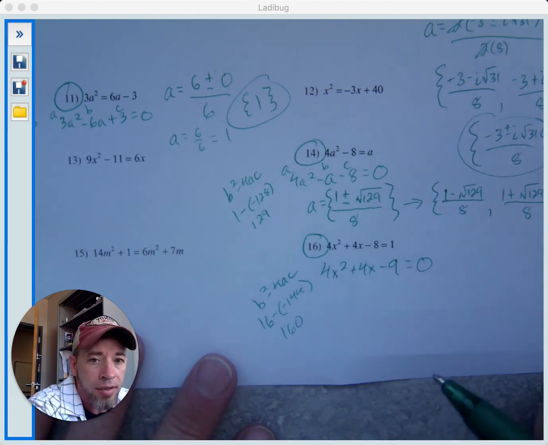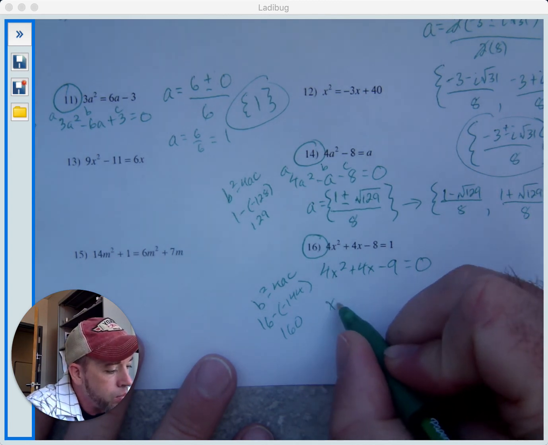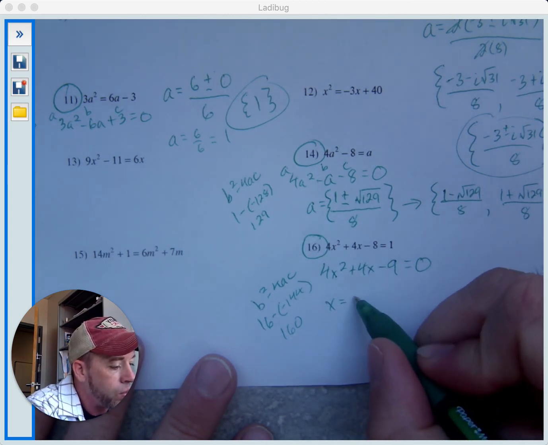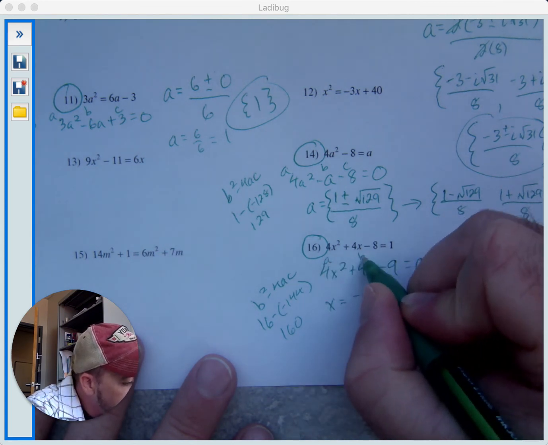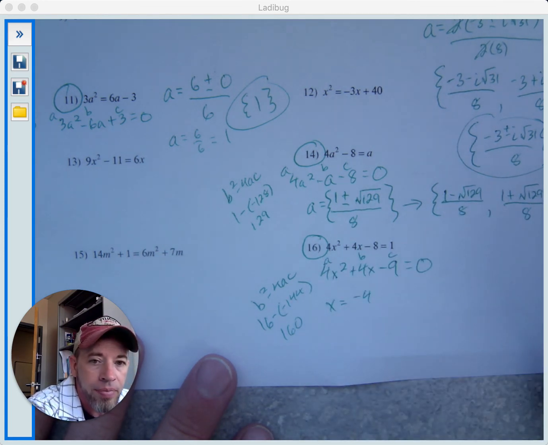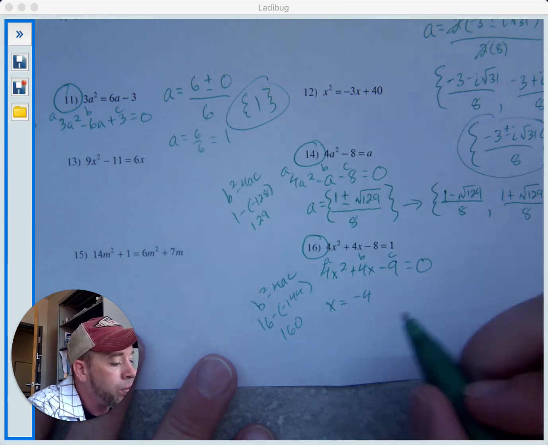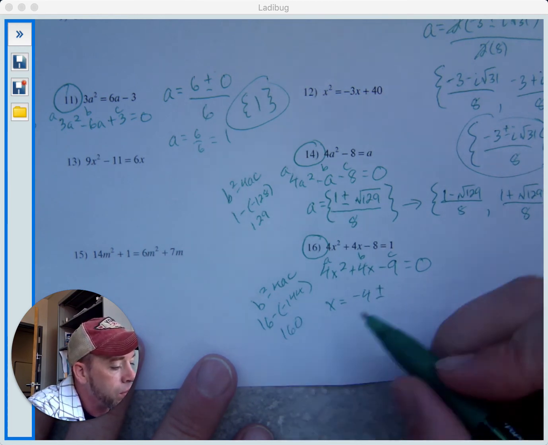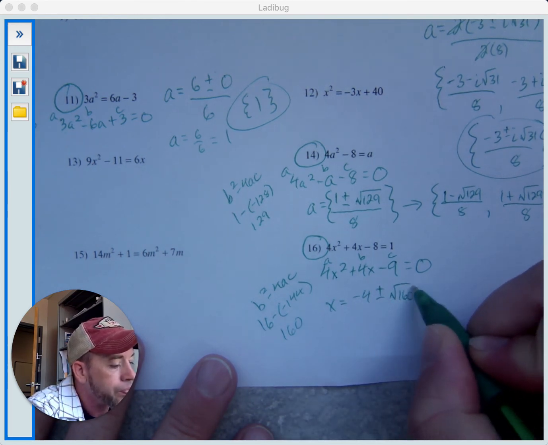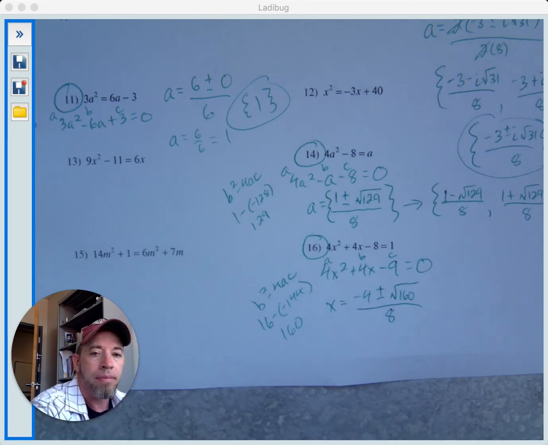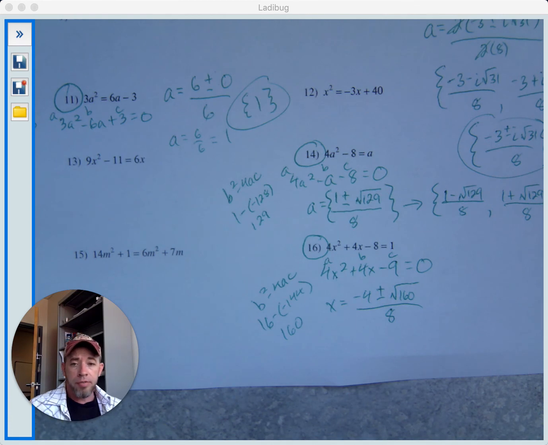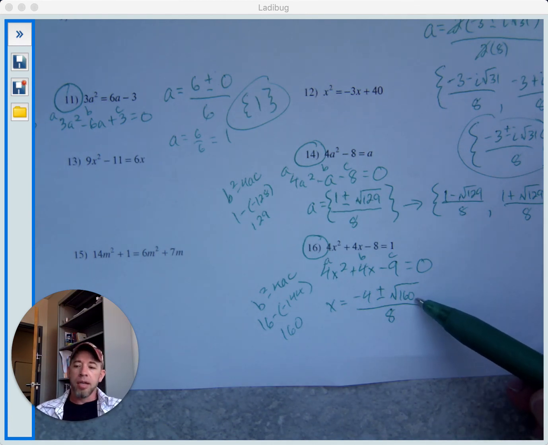Your variable is x. So x equals -b, that's -4. Oh, by the way, your a is 4, your b is 4, your c is -9, right? So we have -4 plus or minus the square root of our discriminant, square root of 160, all over 2a. 2 times 4 is 8. And then we just have to see if it can be simplified. 160, does it have any perfect square factors?